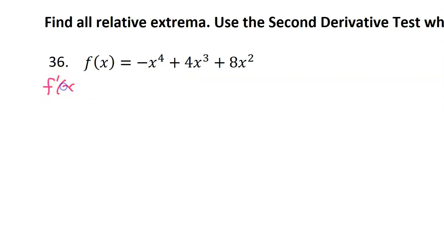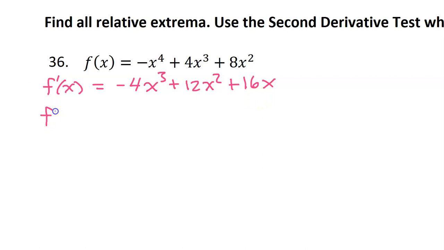So let's start there. F prime equals, doing the power rule, so this 4 is going to come to the front, reduce by 1, so we have negative 4x to the third power. Do another power rule on this term, and we're going to have 12x squared. Another power rule here, 2 times 8 is 16, so we have 16x. So there is your first derivative.